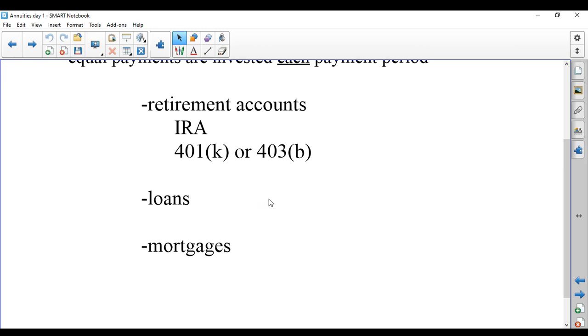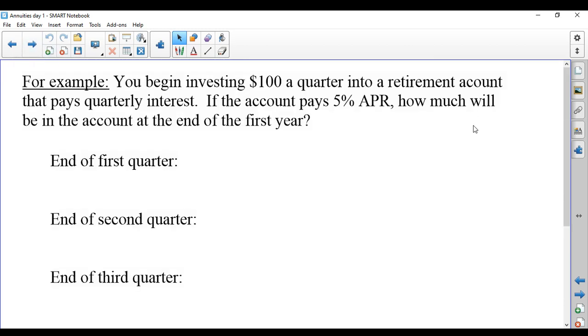Loans are annuities, and mortgages. For today, we're going to focus on the savings side of this, the IRAs and 401ks and 403bs, and then tomorrow we'll look at the mortgages and loans. So when you have an annuity, you don't put all the money in at the beginning, and that's the difference between an annuity and a regular compound interest problem.